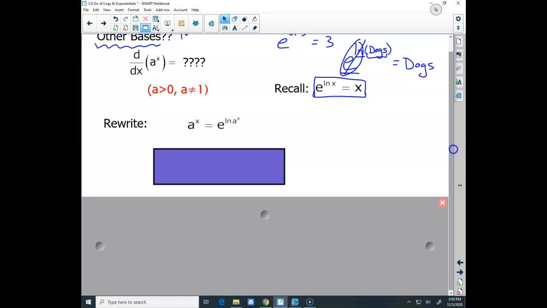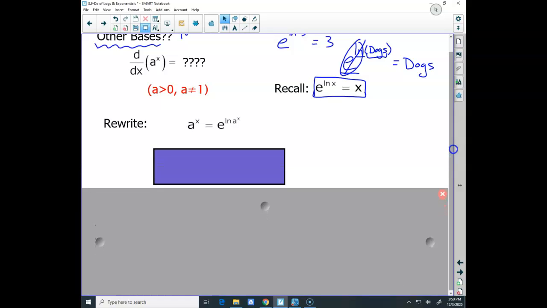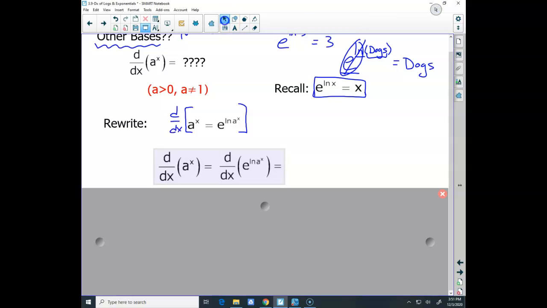And to get that, okay, what I'm going to do is say, hey, these two are the same thing. So I'm going to take the derivative of both of them, okay? And that just takes me right down to here. And I have a double equal sign because I don't know what the derivative of a to the x is.